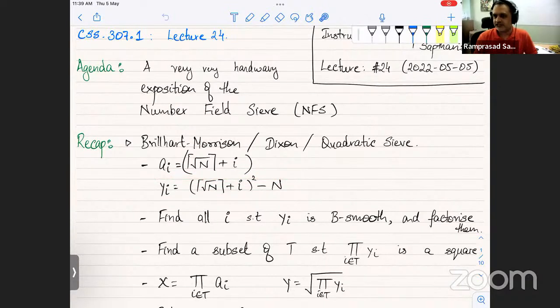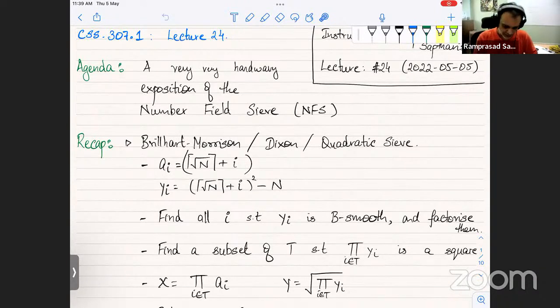Okay, and by B-smooth, I just mean that all the prime factors that this yi has are bounded by at most this bound capital B. Once you know that it's a B-smooth number, you can factorize it either by trial division, or you can do something a little cleverer, which is what we did in the quadratic sieve, by amortizing the cost of factorization throughout. Okay, and what was the point of doing all this?